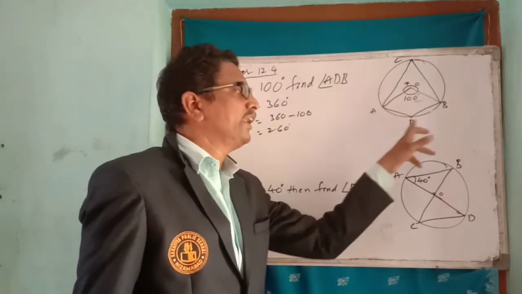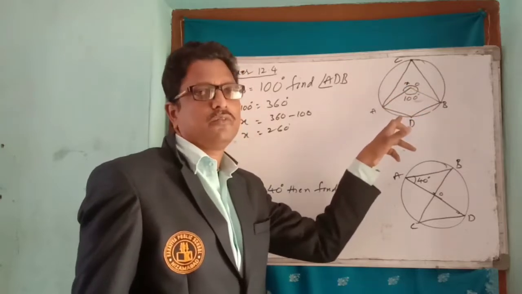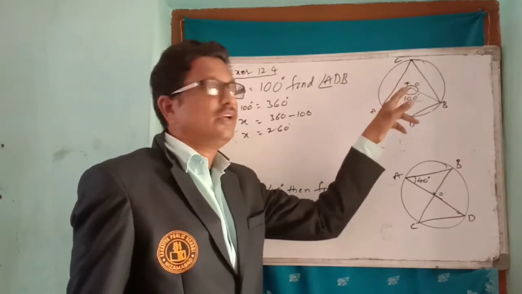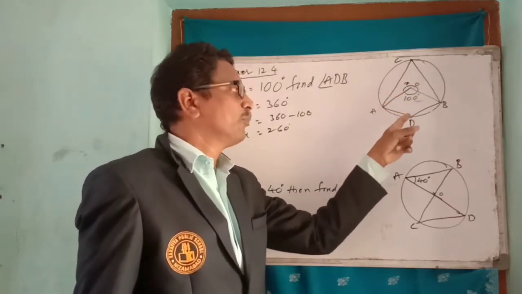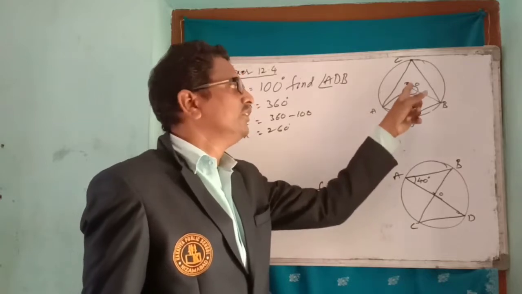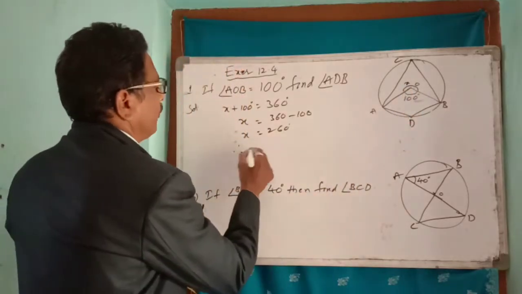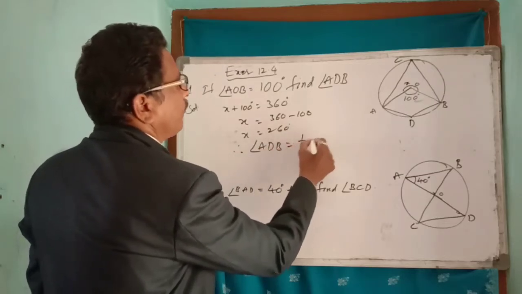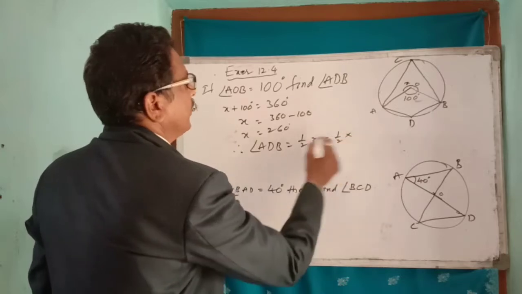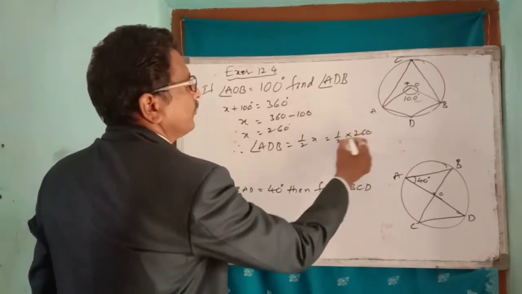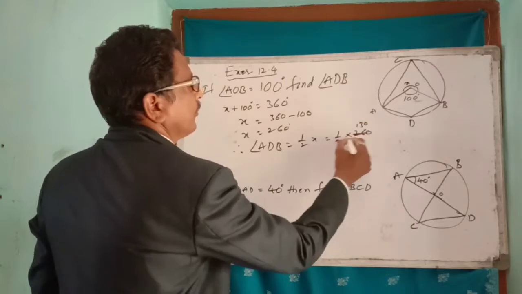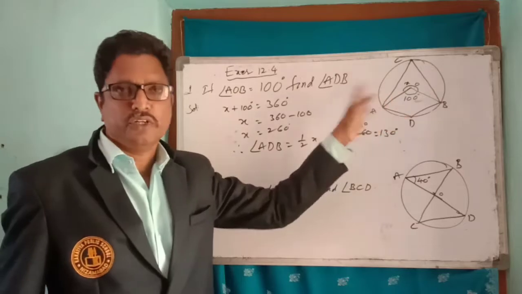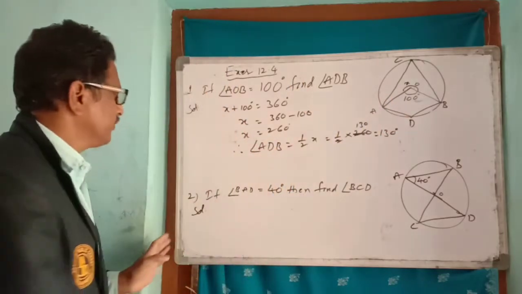Next, how to find this angle ADB? Here, first concept: angle subtended by an arc at the center is twice the angle subtended by it at a point on the remaining arc. Therefore angle ADB equals half of X, half of 260, therefore 130 degrees. Therefore angle ADB equals 130 degrees. This first one is completed. Next, second one.